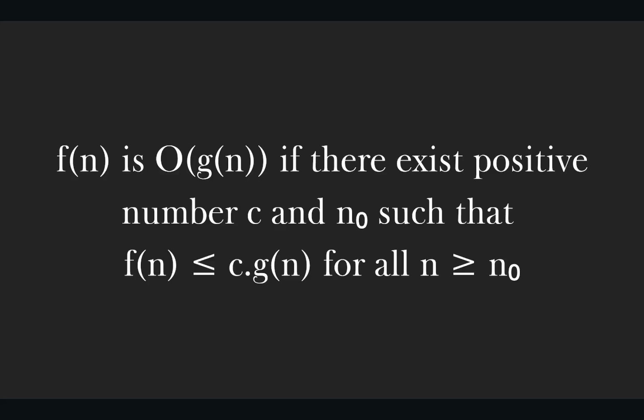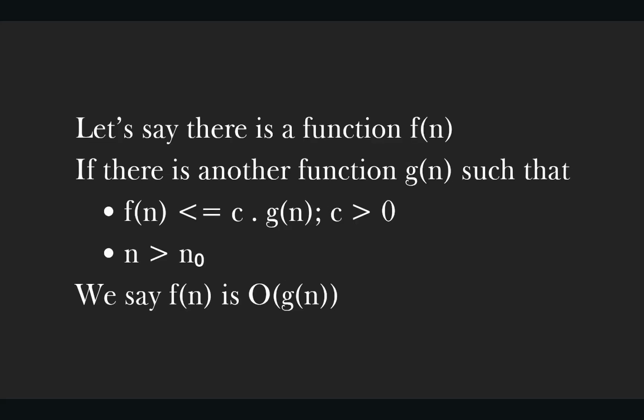Okay, so that's the formal definition. Let's put that aside and break it down one by one. What does it say? It says there should be two functions, f(n) and g(n), and once you multiply g(n) by a constant, it should be greater than f(n) after a particular n naught value. So that's what it says. c has to be a positive value, and n naught can be any value.